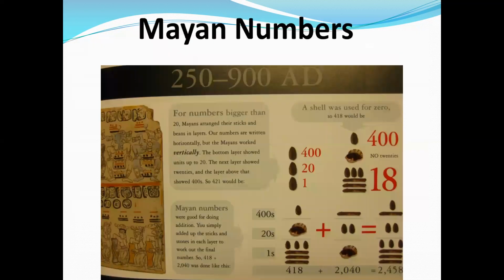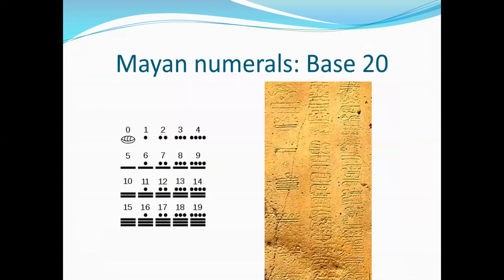In Mayan, they use base 20. So this is the complete symbol for each numerical value. This is the symbol for 0, and the rest for 0 to 19.